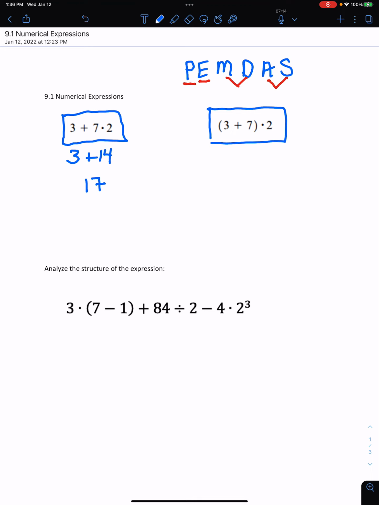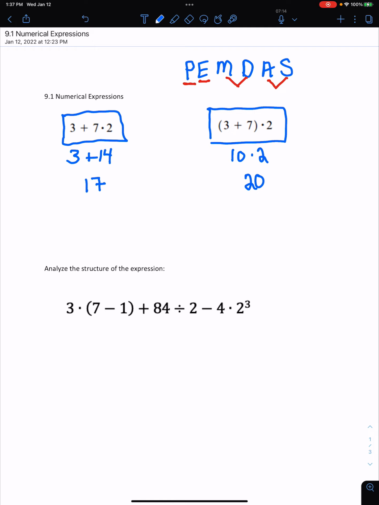Let's take a look at the expression on the right here. Now, we've got parentheses, and the P in our mnemonic device comes first, so we have to evaluate things in the parentheses first. So here we have 3 plus 7 is 10, and then multiply by 2. So 10 times 2 is 20. So this is a great example of how using order of operations and using those grouping symbols can give you a very different value when you evaluate a numerical expression.